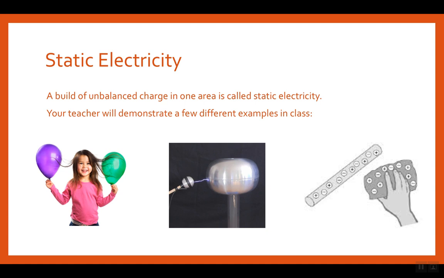One of the ways that we can do this is static electricity. If you've ever rubbed a balloon against your hair, you have created static electricity. What you've really done is created electrical potential energy. And we'll look at a few examples in class of how we can do that.